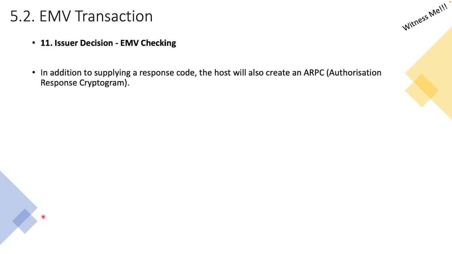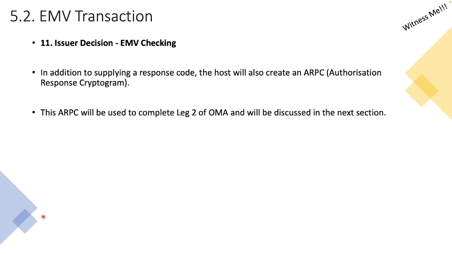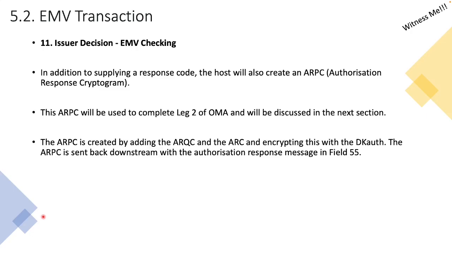In addition to supplying that ARC, the 00 approval, in field 39 of the ISO 8583 response message, the issuer host will also create something called an ARPC. Remember, it received an ARQC that the card generated. It will now build an ARPC and send it down to the card. The ARPC will be used to complete leg 2 of OMA, which we will discuss in the next section. To create the ARPC, the issuer host combines the ARQC and the ARC, encrypts it with the DK auth that it had generated, and sends this ARPC back downstream, attaching it to the ISO 8583 message so that it returns to the card.